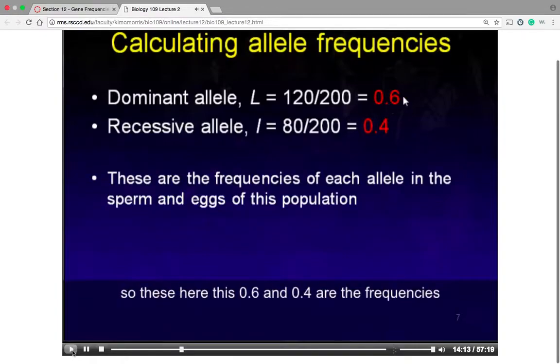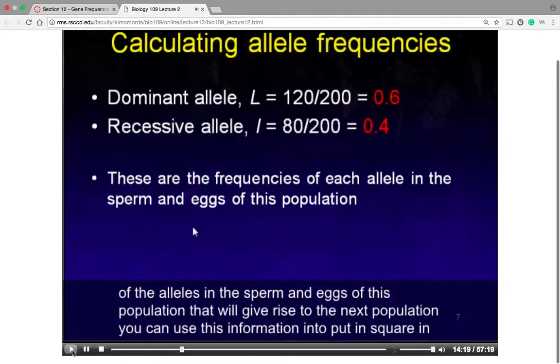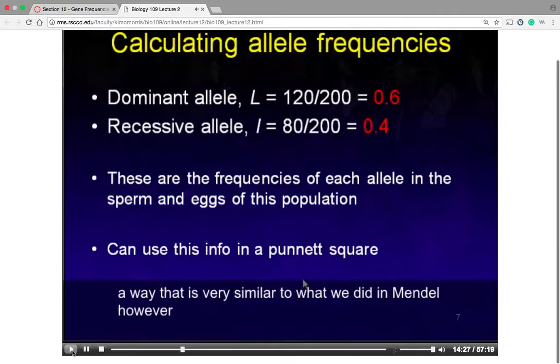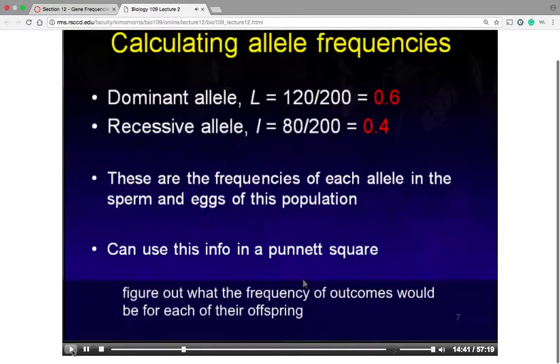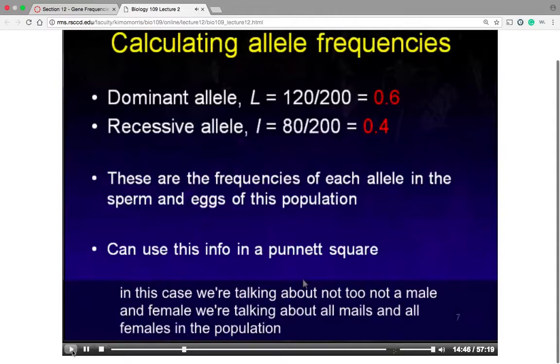So this 0.6 and 0.4 are the frequencies of the alleles in the sperm and eggs of this population that will give rise to the next population. You can use this information in a Punnett square in a way that is very similar to what we did in Mendel. However, there is a difference. In Mendel, we were talking about an individual male and female mating, and we did the Punnett square to figure out the frequency of outcomes for their offspring. In this case, we are talking about all males and all females in the population.